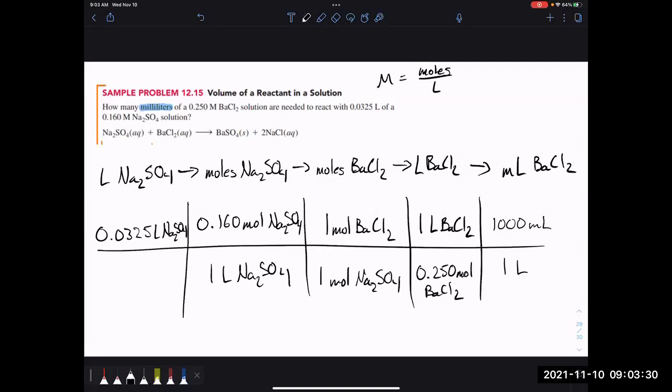So we multiply across the top, 0.0325 times 0.16 times 1,000, divided by 0.25, because it's the only number that we have on the denominators that's not 0. So we're going to get 20.8 milliliters of barium chloride solution.